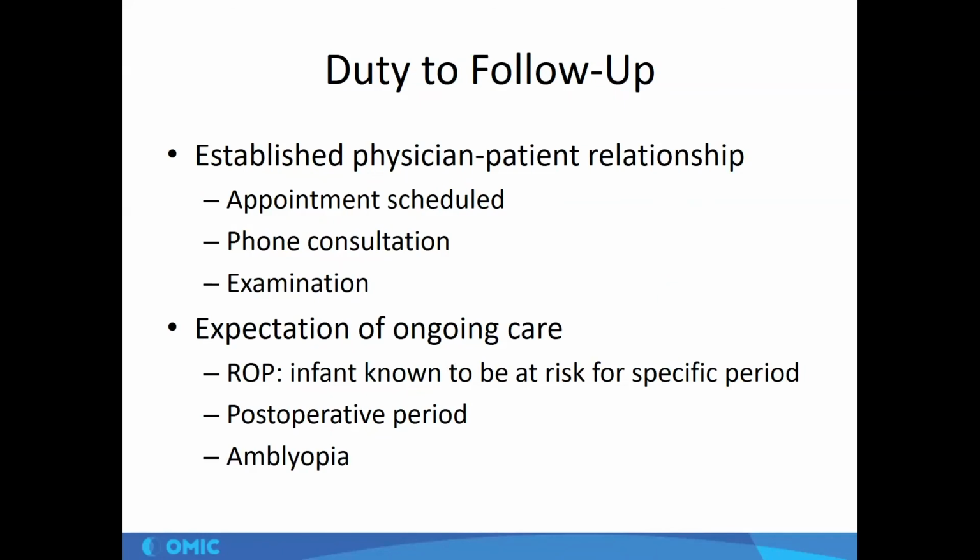The most high-risk situation example is ROP, because the infant is known to be at risk for the disease and the possibility of needing treatment for a specific period of time. So during that period of time, unless you formally transferred care to another ophthalmologist, there is an expectation of ongoing care, and that's been proven in many lawsuits. If it's a postoperative period, there's an expectation of ongoing care, as in the case we just discussed in amblyopia, which has a longer treatment window than ROP, but still there are some limitations on that, and your duty follows you until that is finished.